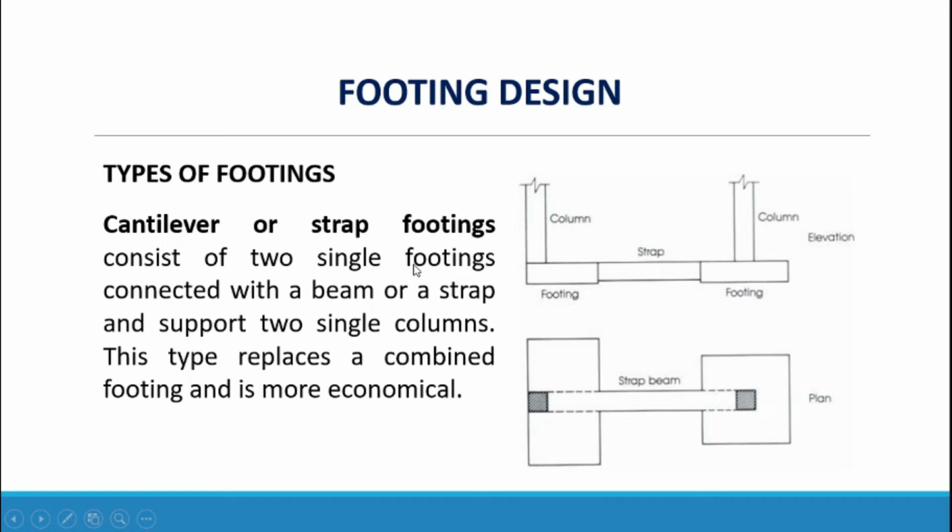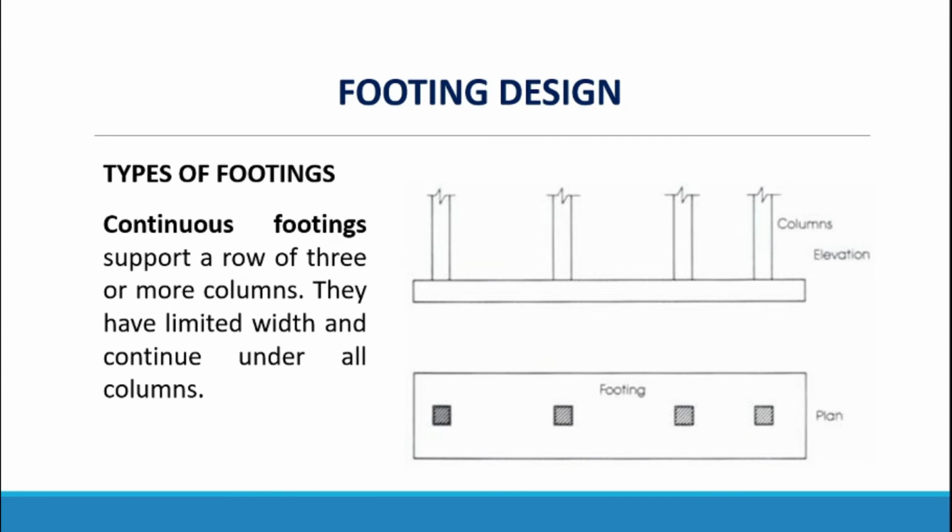Cantilever or strap footings consist of two single footings connected with a beam or a strap and support two single columns. This type replaces a combined footing and it is more economical. This is the footing from the left side and another footing from the right side, and we have a strap beam.